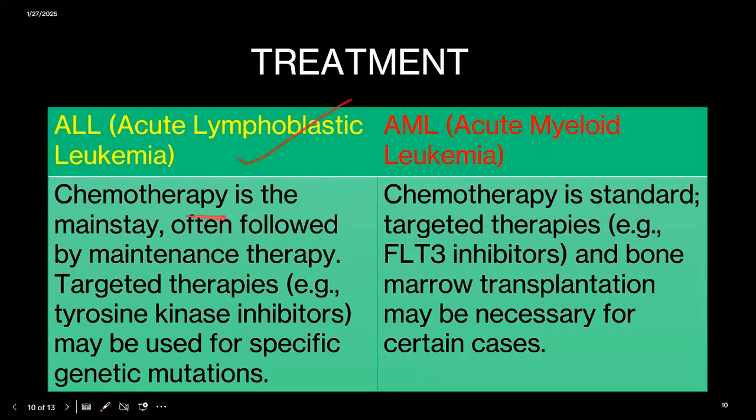Treatment. Chemotherapy is the mainstay, often followed by maintenance therapy. In this case, you will see targeted therapy like tyrosine kinase inhibitors may be used for specific genetic mutations. While in AML, chemotherapy is standard. Targeted therapy with FLT3 inhibitors and bone marrow transplant may be necessary for certain conditions. But treatment can vary according to the patient and the condition at that time.